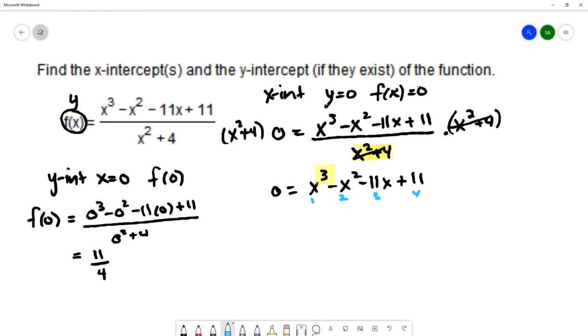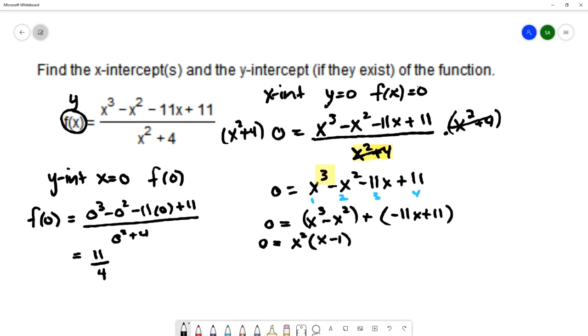So this grouping method says to group 2 terms at a time together and factor the greatest common factor out of each group. So I'm going to group the first 2 terms together, and I'll group the second 2 terms together. And out of each of these groups, I'm going to factor the greatest common factor. The first group has a greatest common factor of x squared. And if I factor that out, I'll be left with x minus 1.